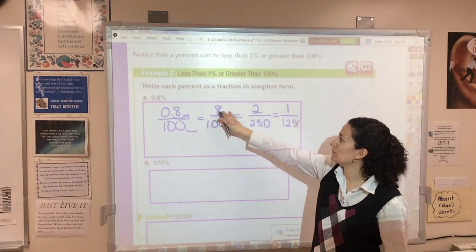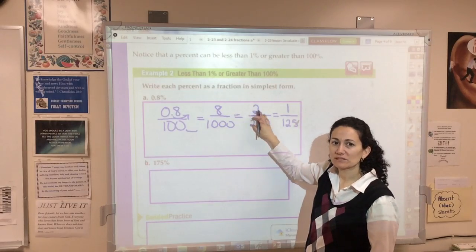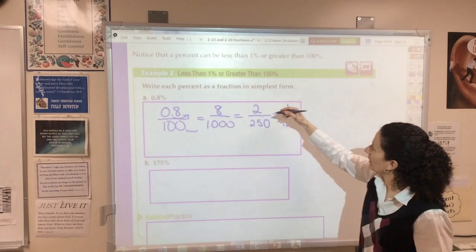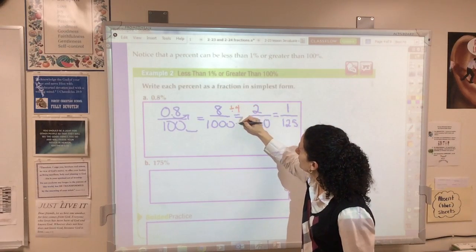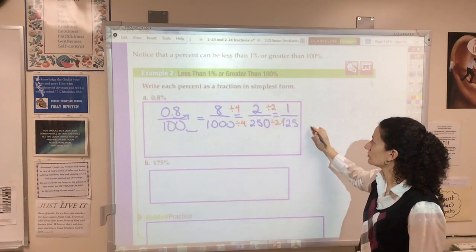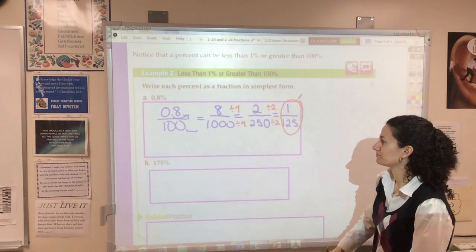I could have divided by 8 here. We don't always know that. So again, divide as many times as you have to get the simplest form. I'll just write down what I divided by. I divided by 4, and then I divided by 2. Sometimes it takes a little while to get to the final answer.